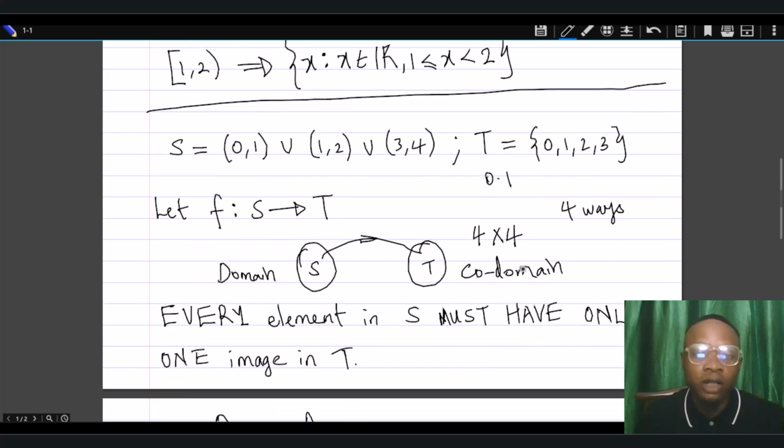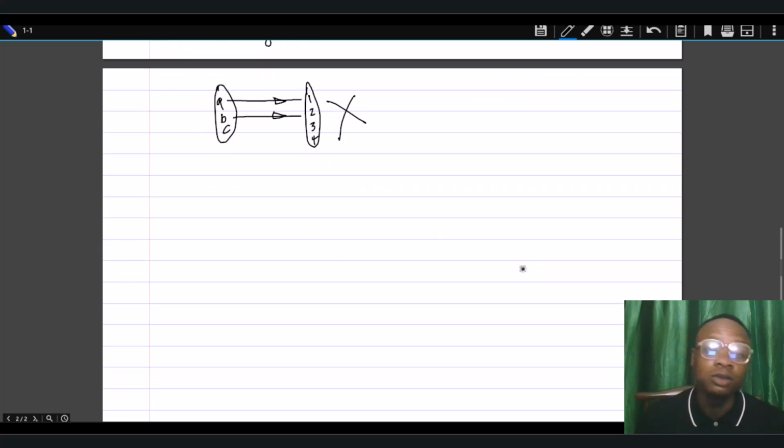So what do I mean by that really? Look at this. For instance, if you had just 2 elements, let's say we had this set, this set is just A and B.